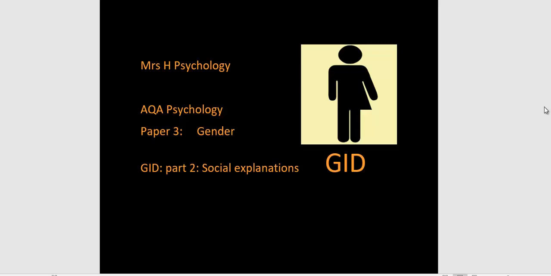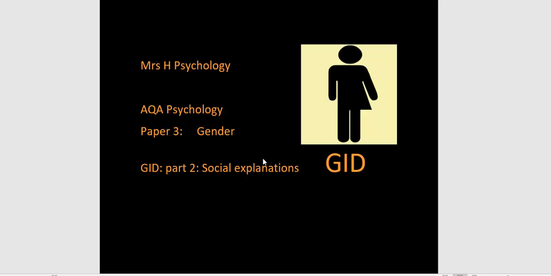Okay, so this is Mrs. H Psychology, specifically for AQA Psychology, paper 3 on gender, but this time it's the GID, gender identity disorder, and it's part 2, so I'm going to cover the social explanations. You'll see there's a GID part 1 which covers the biological, and I'm going to refer to that in this as well, but just in very summary form. So you've got the detail you need in part 1, so we will just refer to those little bits here.